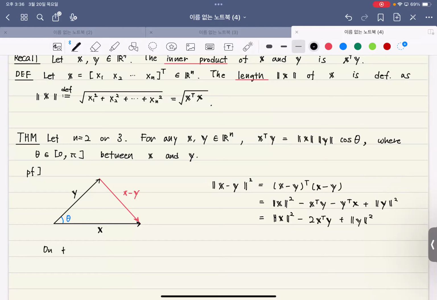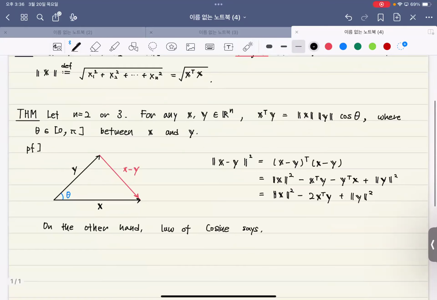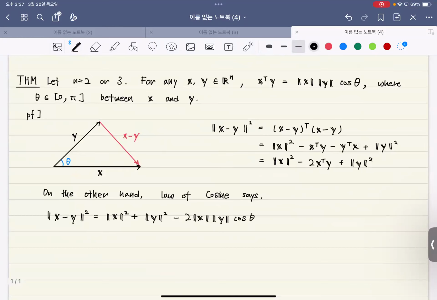On the other hand, because of the law of cosines, the length of x minus y squared is the length of x squared plus the length of y squared minus 2 times the length of x, the length of y, and cosine of theta. So those two terms, the length of x squared and the length of y squared, cancel out each other, and so x transpose y is the length of x times the length of y times cosine theta. Okay, this is very good to know. If there is anyone in this classroom who has never heard about this formula, then maybe this is the right time to memorize this.